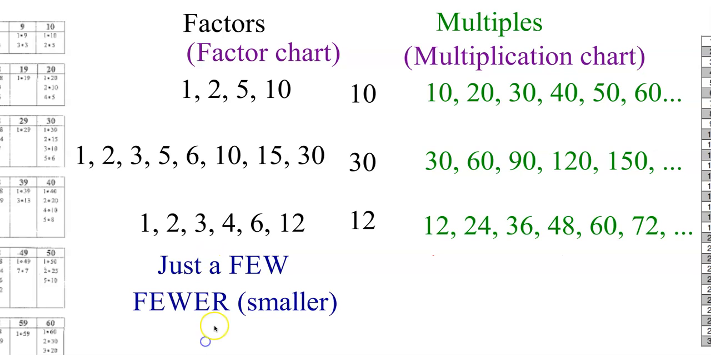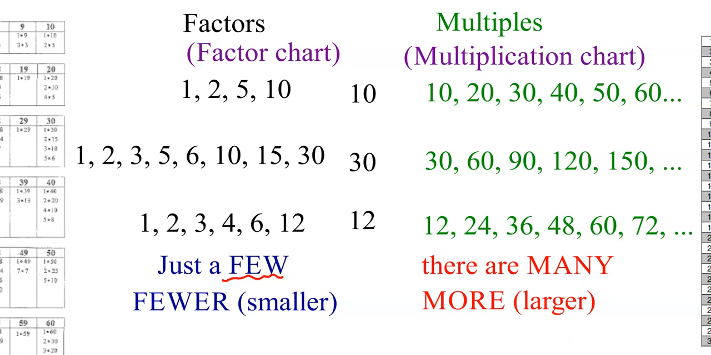So here's how I look at it, just to remind myself the difference between factors and multiples. There are just a few factors, right? There's fewer. There's a smaller number. But multiples are many. So you're going to hear me saying multiples are many, factors are few. Factors are few, multiples are many. The factors are the smaller numbers that you multiply together to make a product. And the multiples, yes, you can think about multiplying them, but they're more like skip counting and like a multiplication chart.